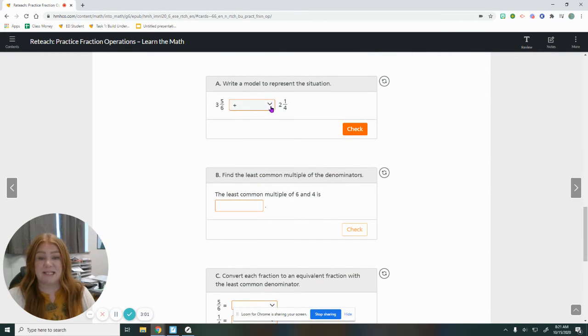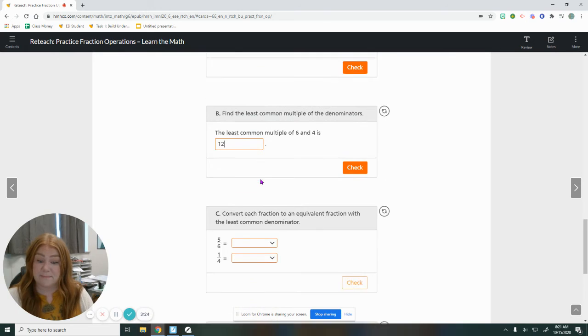So now I have 6 and 4. So we need to make a least common multiple. So if I'm counting by 4s, I have 4, 8, 12, 16, 20. If I'm counting by 6s, I have 6. I didn't say 6 in my 4s. 12, I did say 12 in my 4s. So our least common multiple is 12.